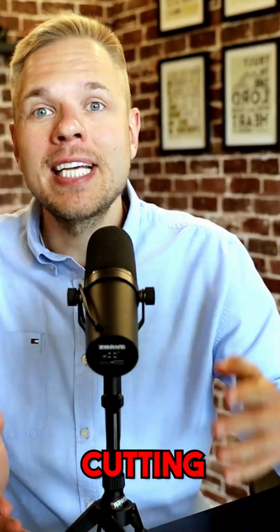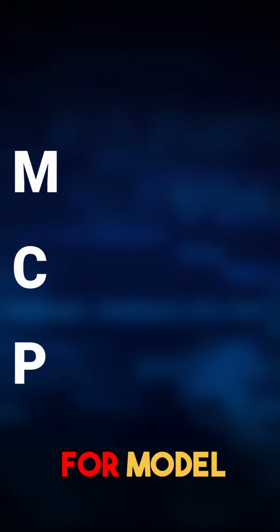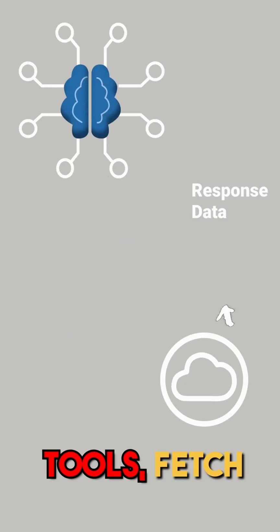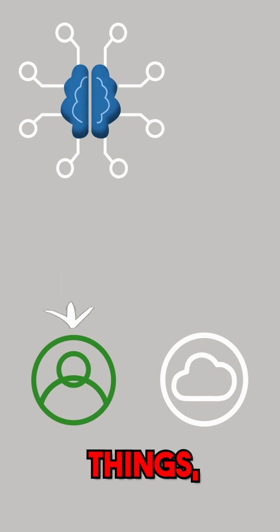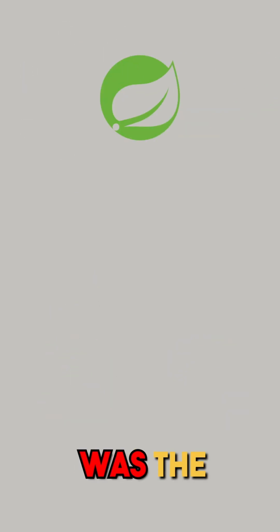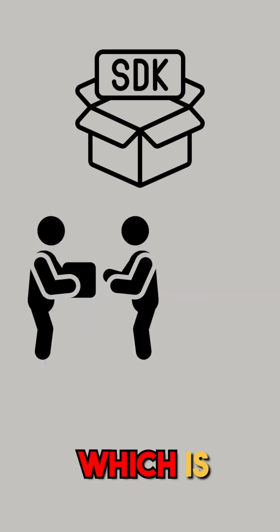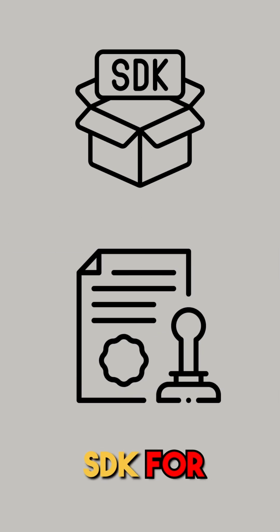Number four, it's cutting-edge support for MCP, which stands for Model Context Protocol. You can think of MCP as an API built specifically for AI models, so they can call tools, fetch data, and actually do things, not just respond with text. Spring AI was the first Java framework to support it. The team even donated the Java SDK, which is now listed as the official SDK for MCP.